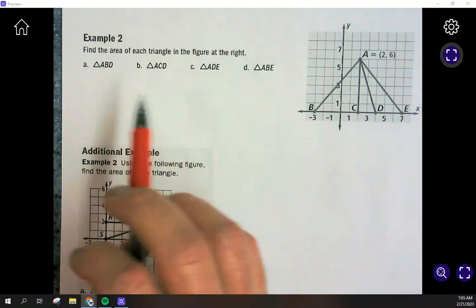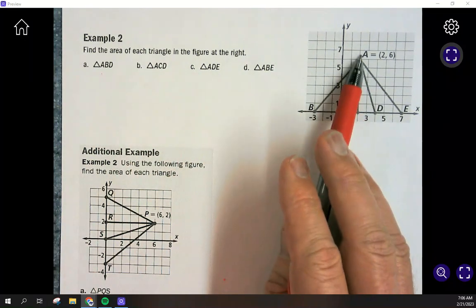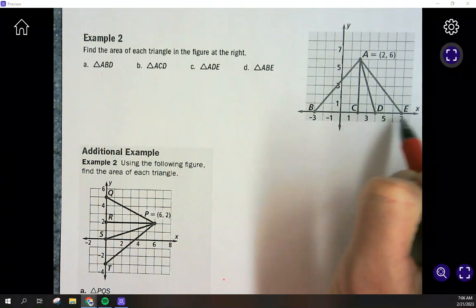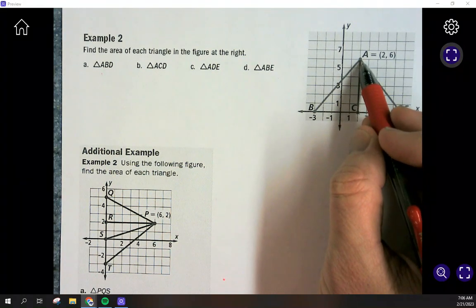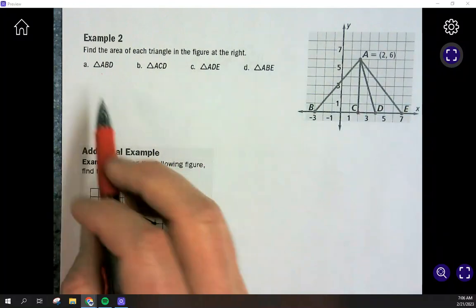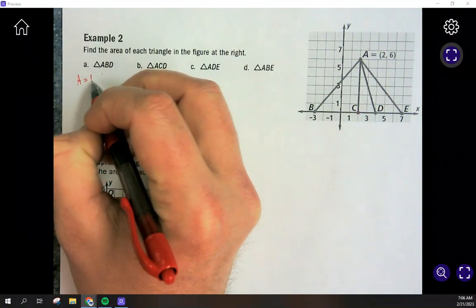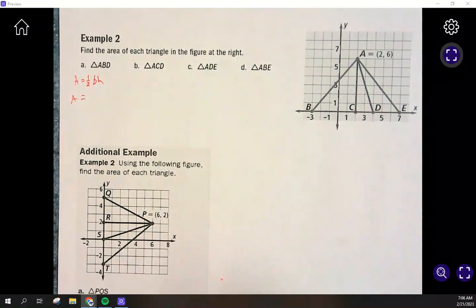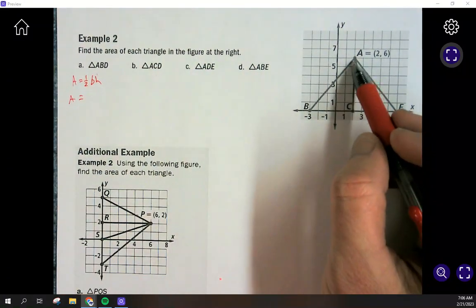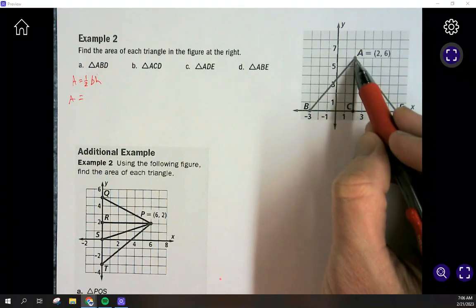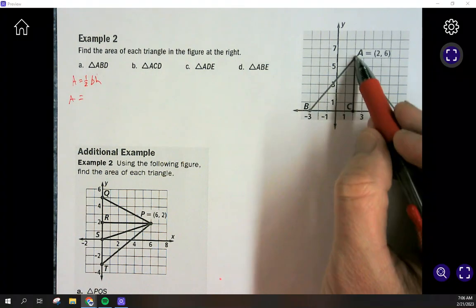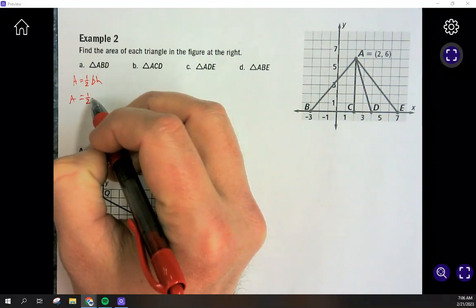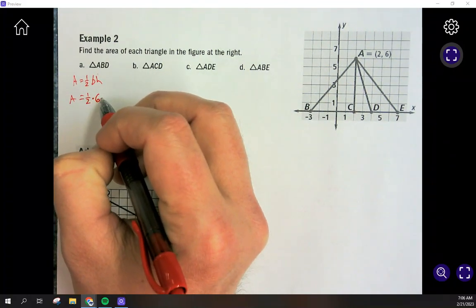So for all of these triangles that we're looking at here, we're actually going to use the same height, which is 6 in this case. We're going from 0 on the x-axis all the way up to 6. Okay, so here we go. Area equals 1/2 base times height. We are starting with ABD. If you like to highlight, you can highlight it, ABD. And so again, the height here is 6. So I'm going to put that in first for all of these so we see the consistency.